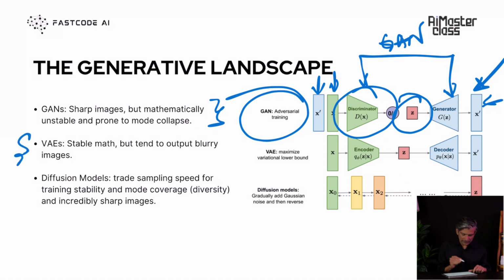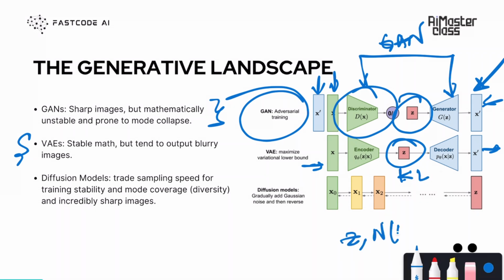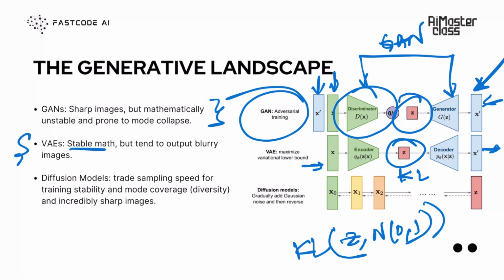Secondly, VAEs. So VAEs, if you remember, we have a simple encoder, we have a decoder, and we enforce a KL divergence here between the Z and say the normal distribution, right? So we have a KL between the Z and the normal distribution when doing a VAE. What is the VAE problem? Well, it's stable, it's easy to train, but it tends to produce blurry images, and also the variety is low, the diversity. And diffusion model is the best of both worlds.